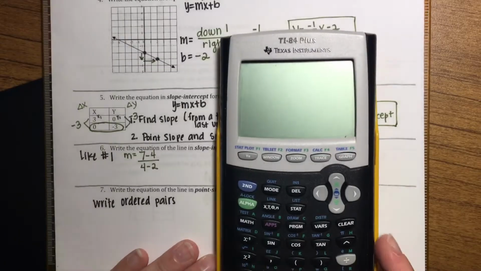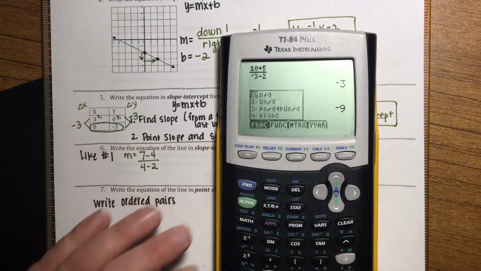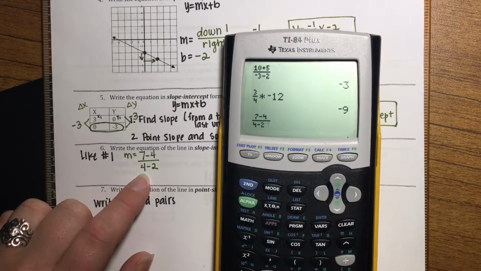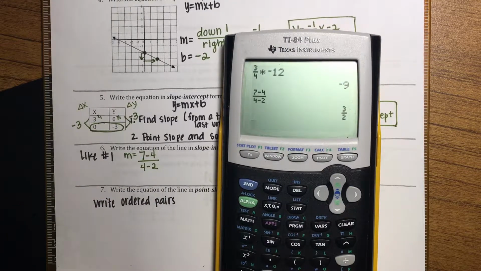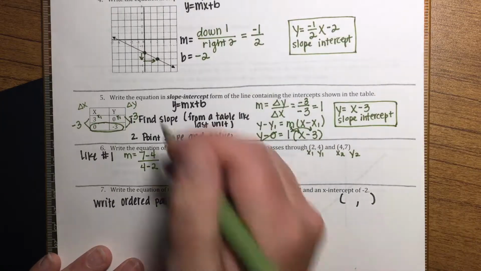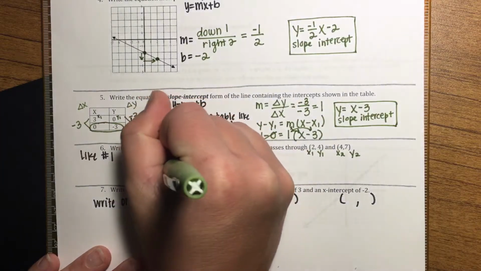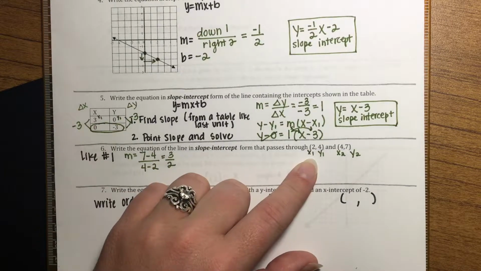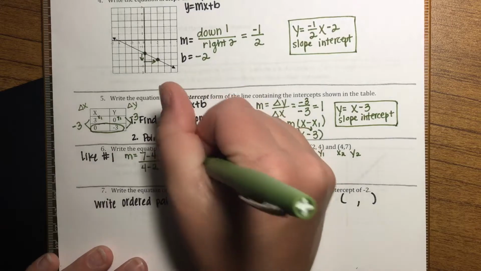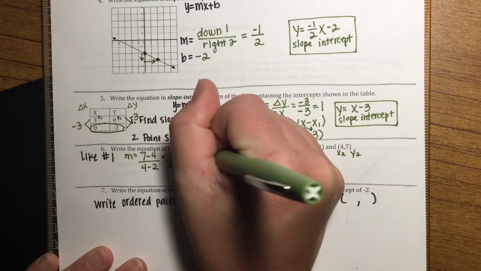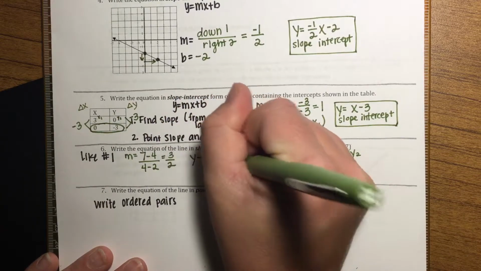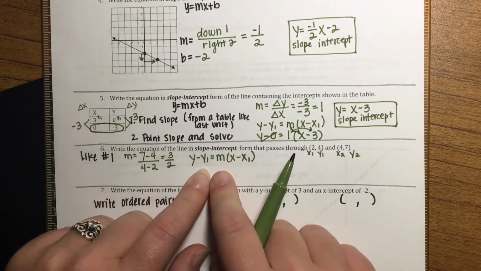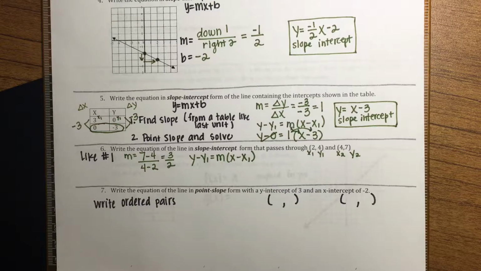Now I plug that into my calculator. I have alpha y equals, enter, 7 minus 4 divided by 4 minus 2, which gives me 3 over 2, or 3/2. So now I have my slope, and I still have a point from here. So I'm going to plug that in. I have y minus y1 equals m times x minus x1. Remember, when you have a slope and you have a point, you plug it into point-slope form.